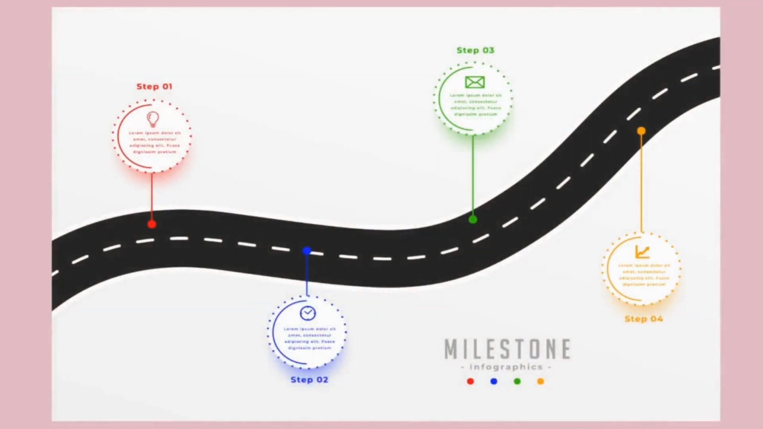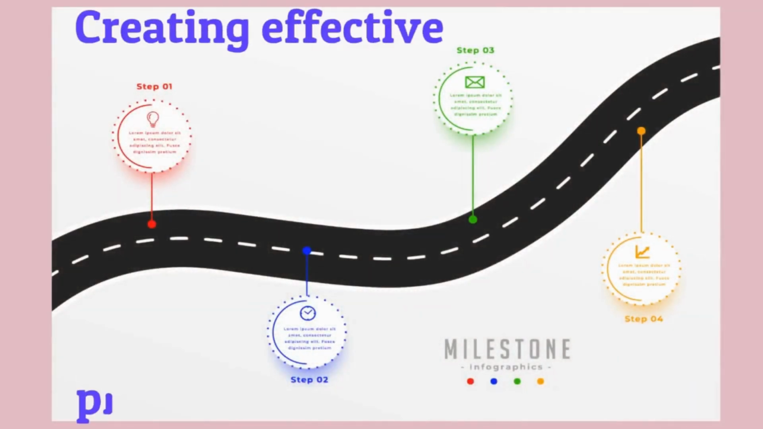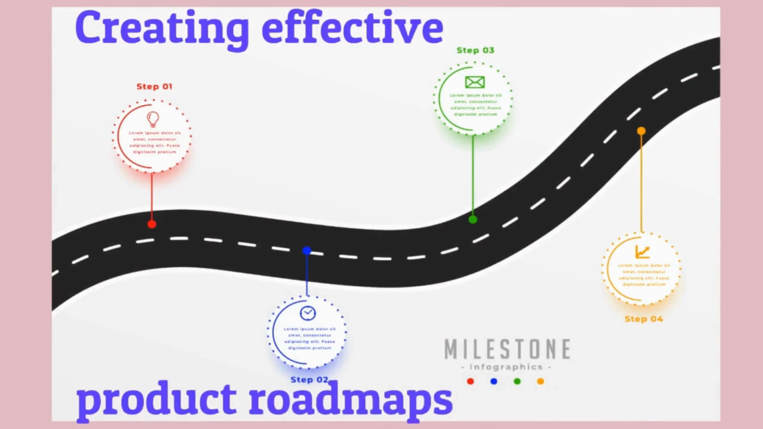Topic 4. Product planning and road mapping. Creating effective product roadmaps. In order to guide the development and evolution of a product, a roadmap is crucial. To create a compelling and effective product roadmap, follow these steps.